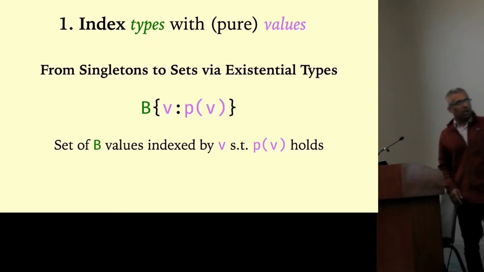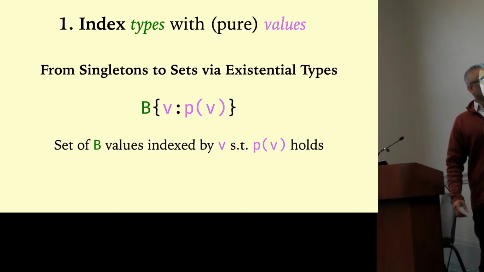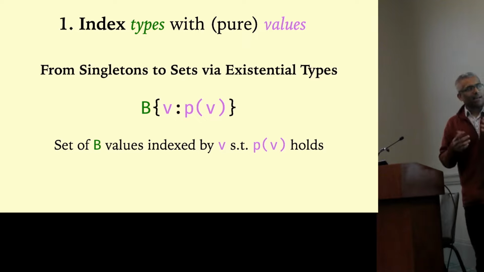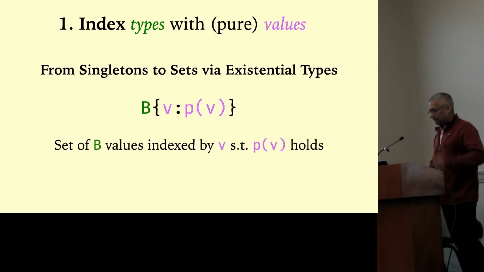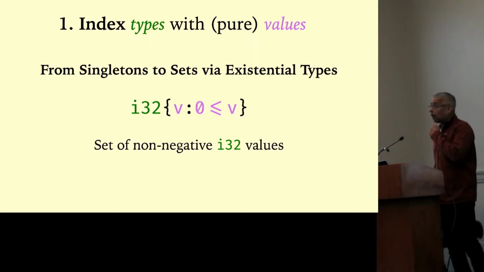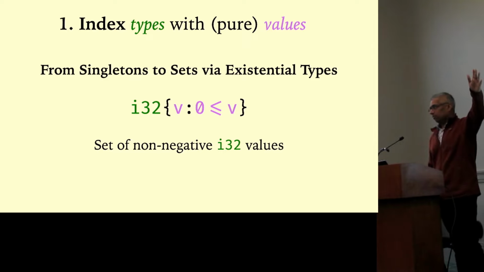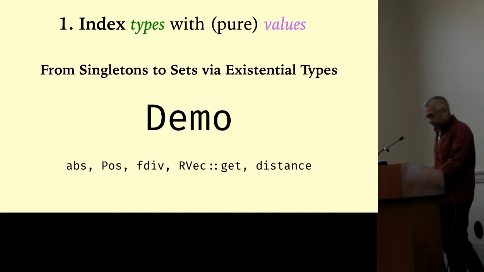Okay, so I'm going to introduce some syntax for that. B is a v such that p of v. So think of it as a set of b values indexed by v such that p of v holds. Okay, so there exists some v such that p of v holds for that particular value. So, for example, you might represent the set of non-negative I32 values as I32 v such that v greater than 0. Okay?